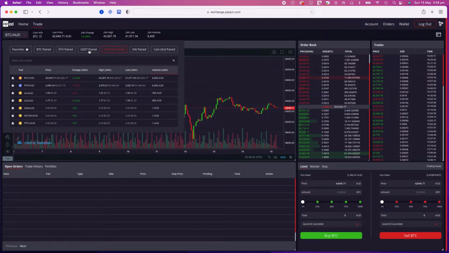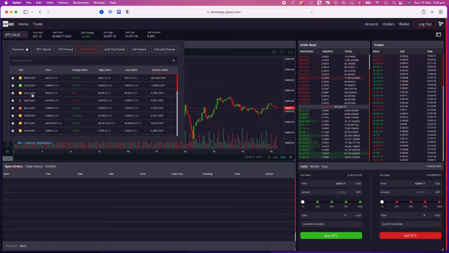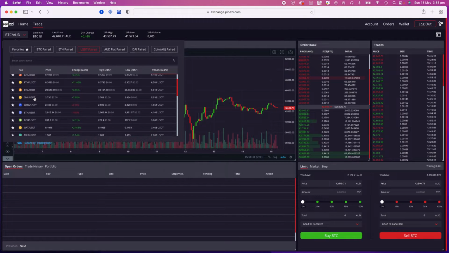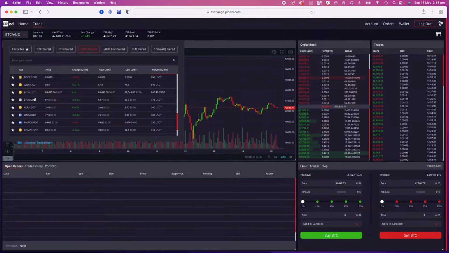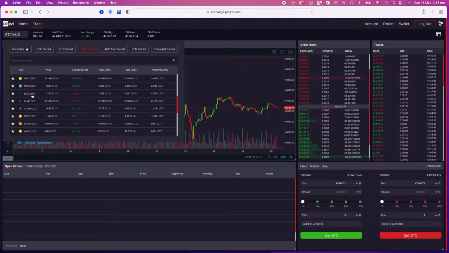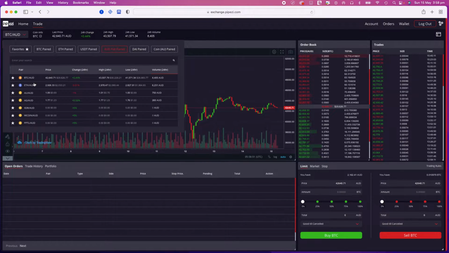I'll have to first buy USDT or USDC in order to be able to buy Uni. As you can see, there's a lot more options here. EOS is an example as well. I can buy EOS with USDT, but definitely not with Australian dollars, because EOS is not matched up. The point I want to make is, whenever you want to purchase a currency, you can only do so with a currency it is paired with.